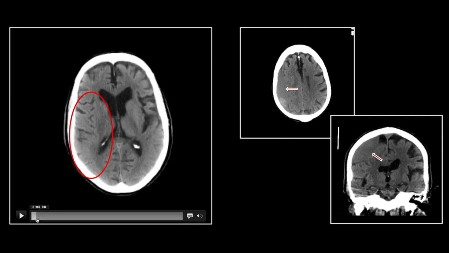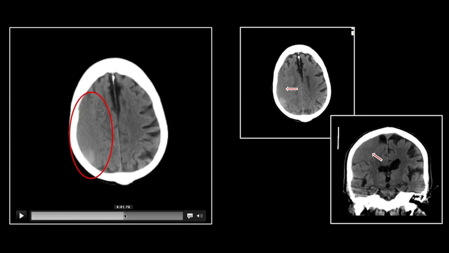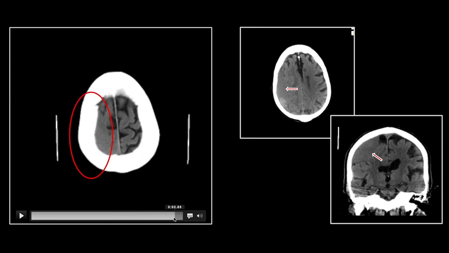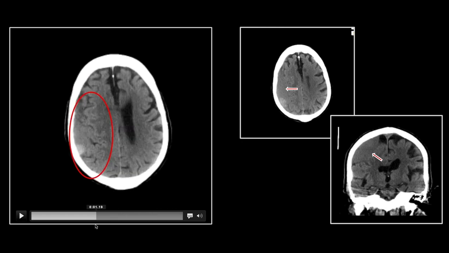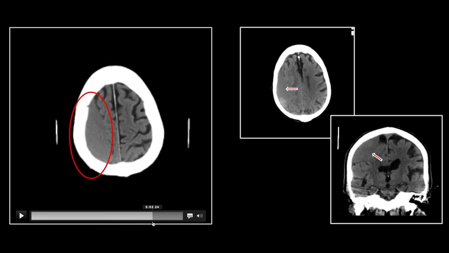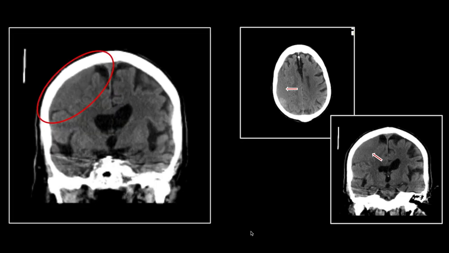And there you can see that extra-axial hypodensity with posterior density consistent with clot formation. When I first viewed this case, I thought surely this is a more remote hemorrhage that has had time to organize to a significant degree.